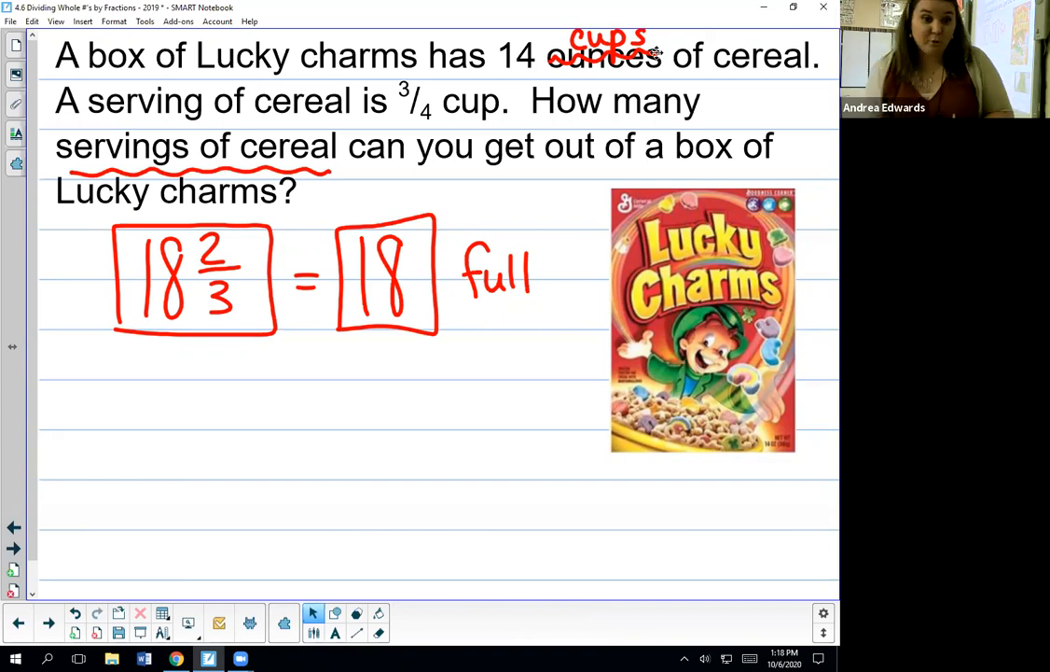Now we know in the real world, probably can't get 18 servings out of that. I know in my household, the way my husband eats cereal, it's like a big, huge bowl. Like, dude, that's so much sugar. Anyway, not my point. Don't be like Bob. Don't be like Bob, okay?